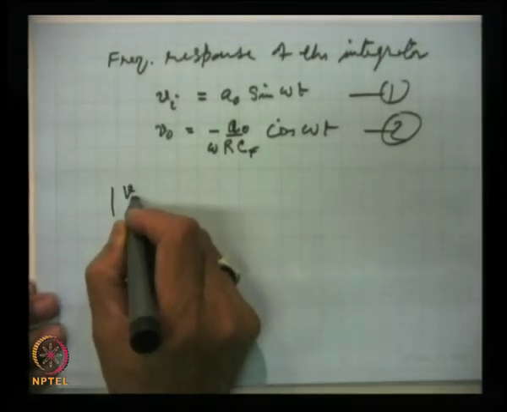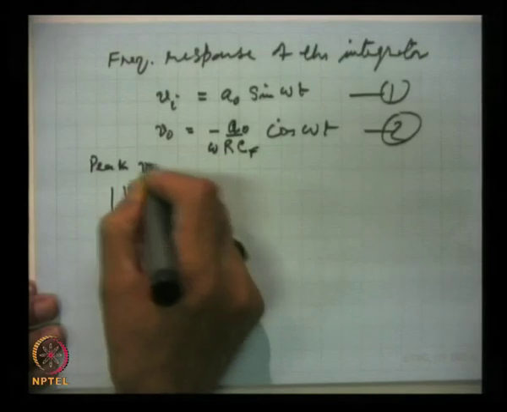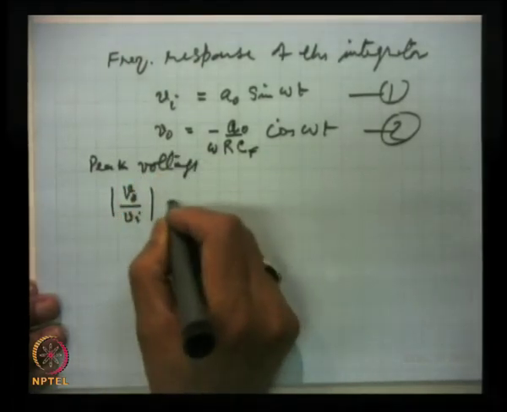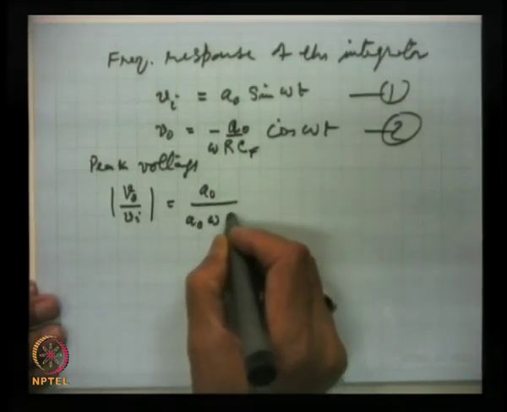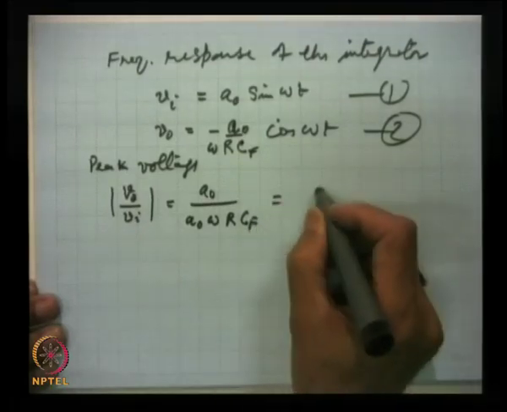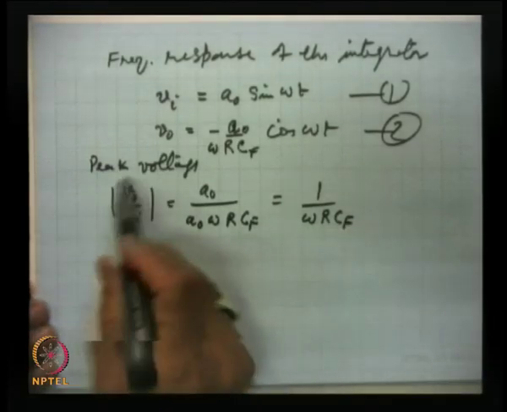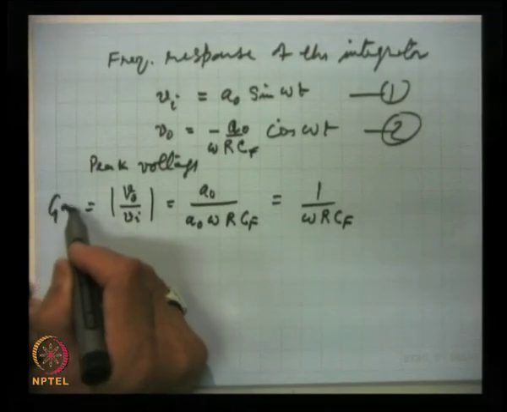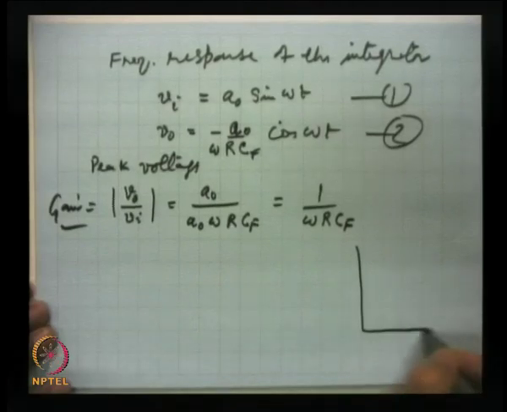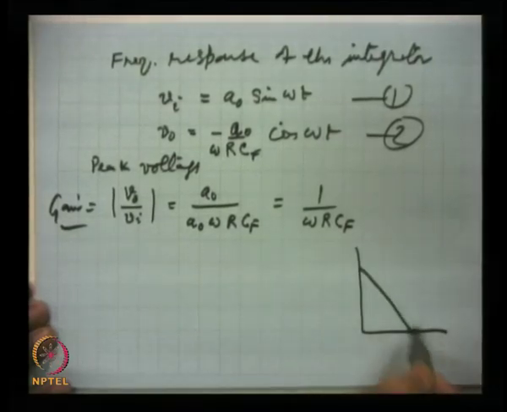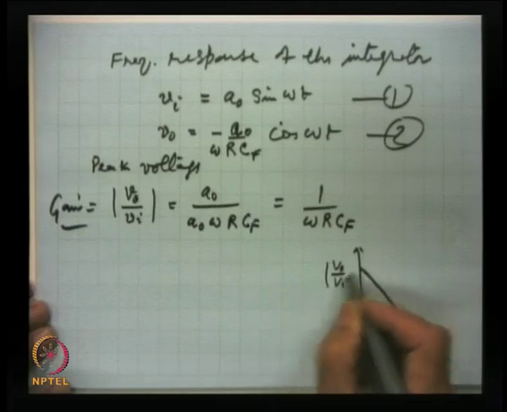If we take the ratio of the peak voltages, V0 peak and Vi peak, then this is A0 by omega R CF, which is 1 by omega R CF. So the gain falls here. This is V0 by Vi, taking the peaks.